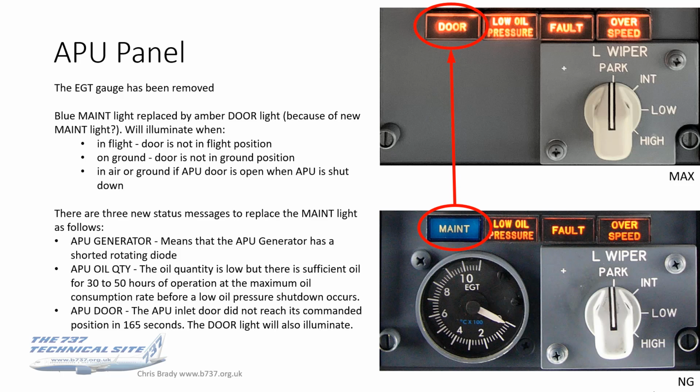APU oil quantity, it's low, but there's sufficient for 30 to 50 hours of operation at the maximum oil consumption rate before low oil pressure shutdown occurs. So again, just as on previous generations, if you get an APU low oil quantity, it's not the end of the world. You get, well, here 30 to 50 hours. So more than enough to get you back to a maintenance base for a top-up. And APU door. So the APU inlet door didn't reach its commanded position within 165 seconds. Now that will also bring on the door light. So it's just a kind of belt and braces for door.